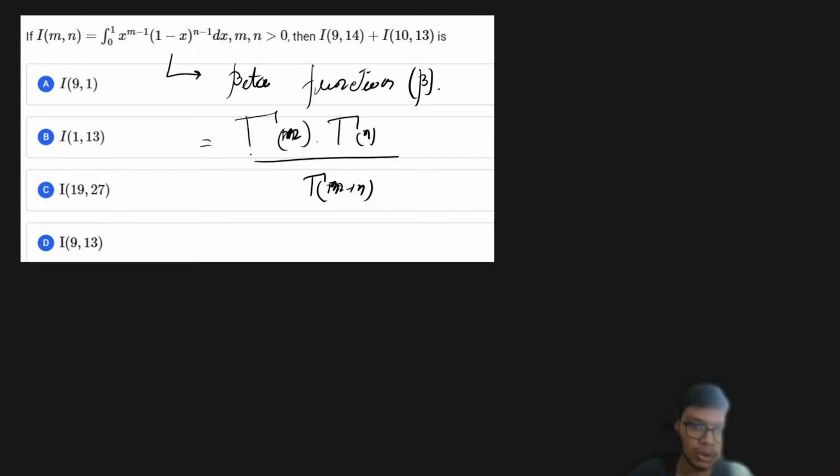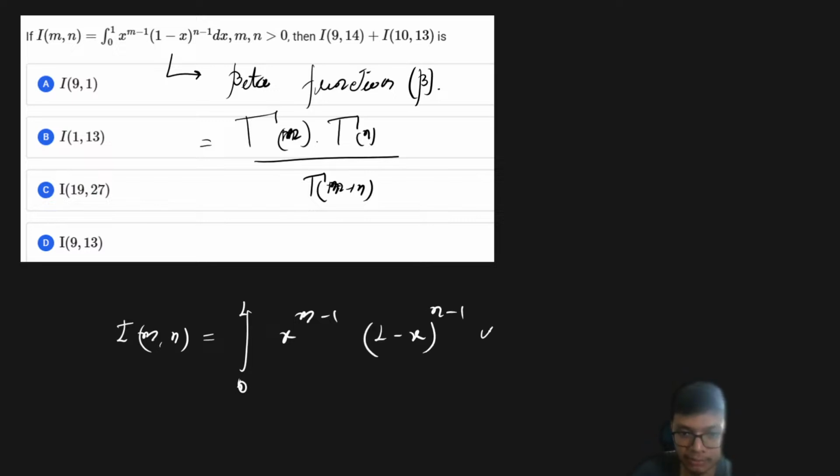I hope you don't know about the gamma function, so it is basically useless in terms of this question. So let us try to understand how we can proceed with this question. It is said that I of m comma n is integral from 0 to 1 of x to the power m minus 1 into 1 minus x to the power n minus 1.